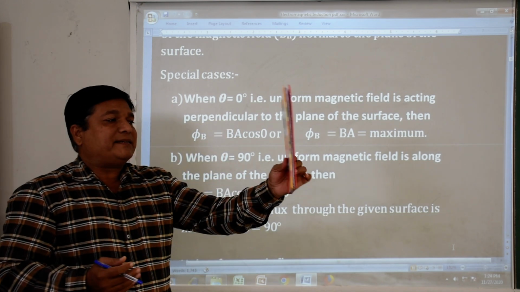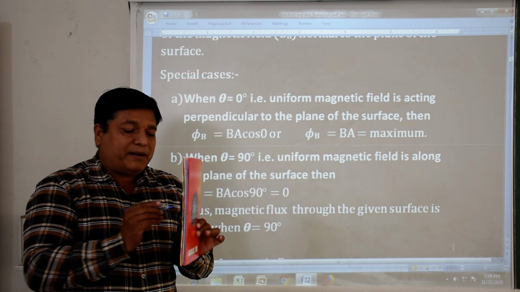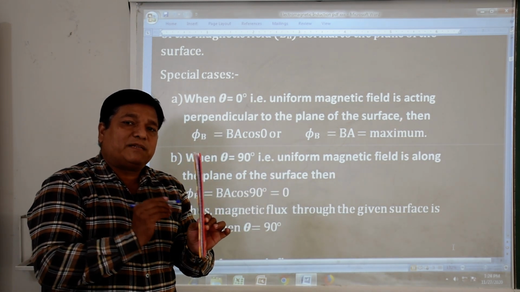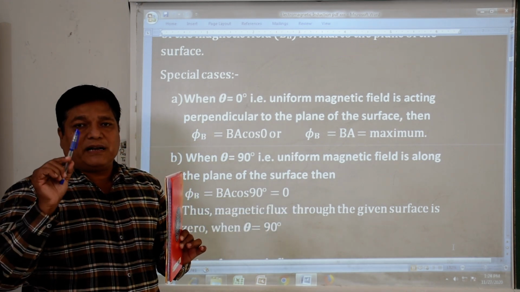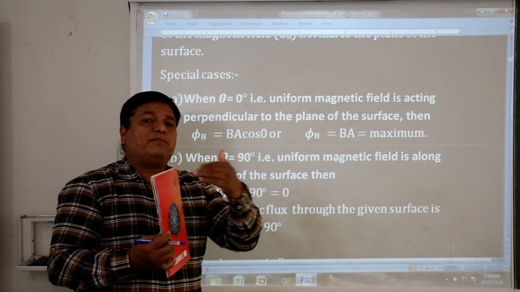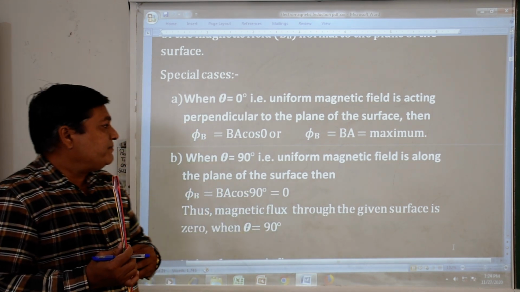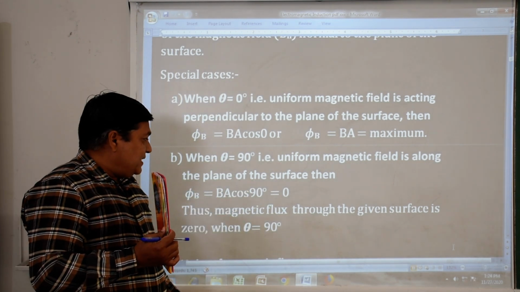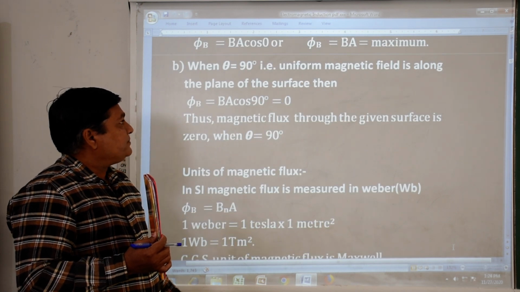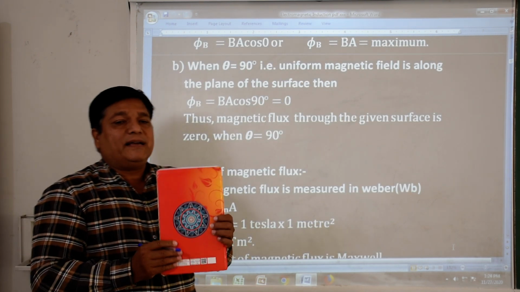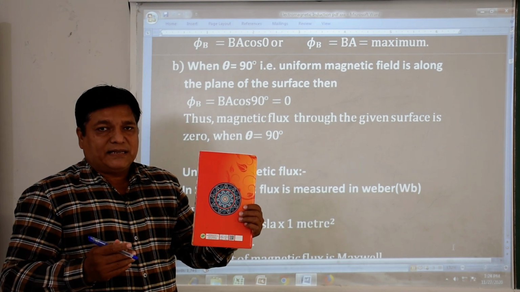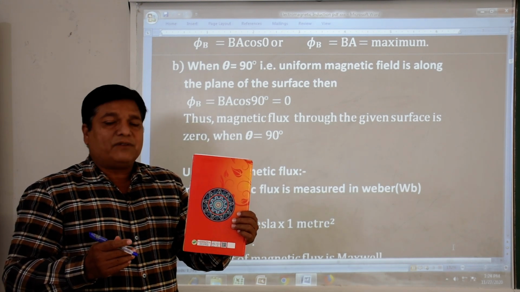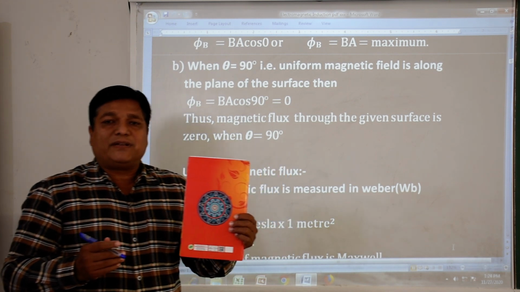Okay, when we place this particular surface area perpendicular to it, the direction of the area vector will become parallel to the magnetic field lines, and the angle between both will become 0 degree. Now, the second condition: suppose the surface area is placed parallel to the magnetic field lines, what will be the condition?